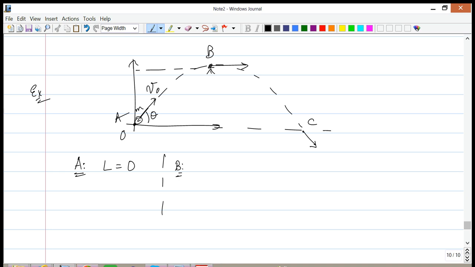The answer to that question is that the speed at the highest point is simply equal to v0 times cosine of theta, because that's the only component that survives. The vertical component of the velocity is 0. All it has is the horizontal component, so it's v0 cosine theta. So this is the v at the highest point.